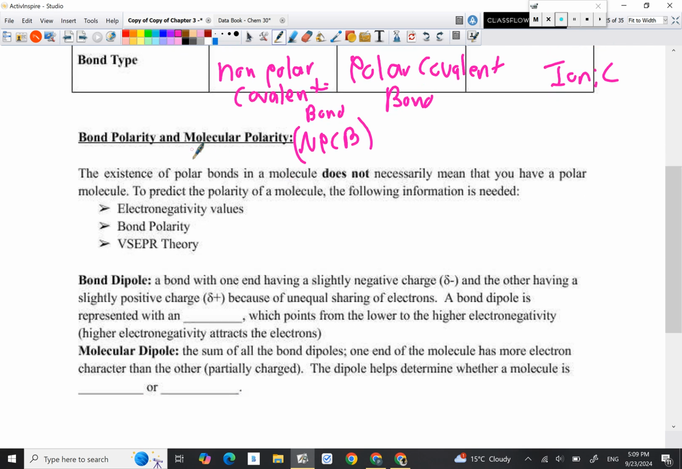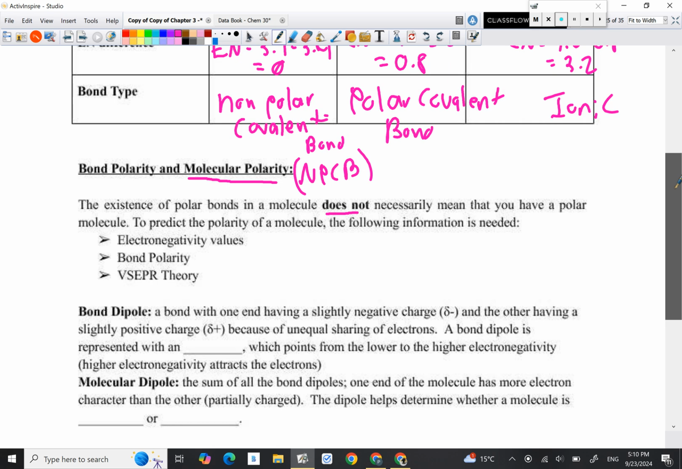Our next little step, we're going to tie this into molecular polarity, or molecule polarity. Just because we have a polar bond, it does not necessarily mean that we're going to get a polar molecule. So there's more to it than that, right? Of course, the electronegativity values and the bond polarity values matter. But what also matters is what we learned not too long ago, our VSEPR theory. So how the molecules actually look in three-dimensional space will matter massively when we look at how a molecule can be polar or nonpolar, right?